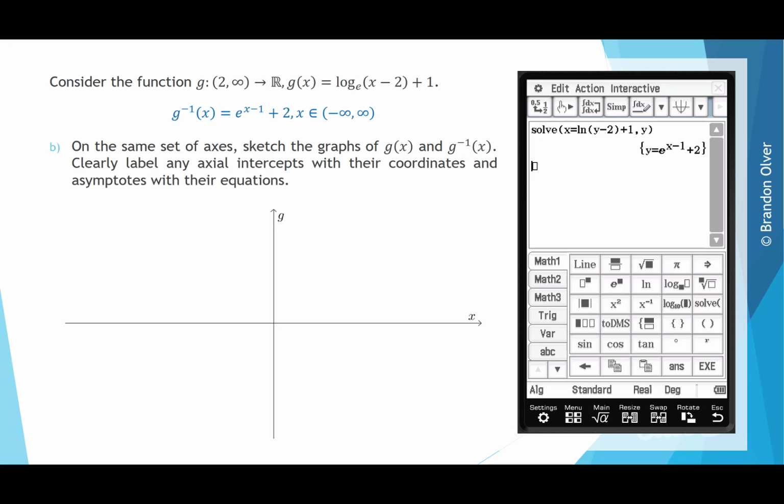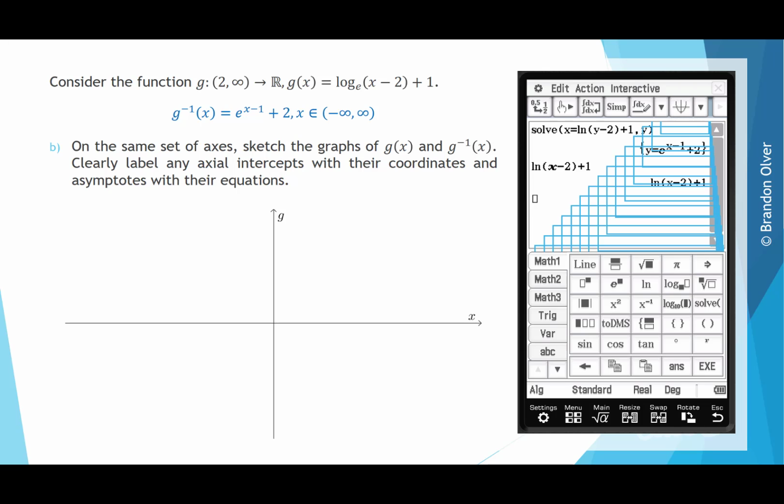For part B, on the same set of axes, we want to sketch the graph of g of x and g inverse of x, clearly labelling any axial intercepts with their coordinates and asymptotes with their equations. Next, we can also use the CAS calculator to help us graph the function g and its inverse. So we have its inverse, and we can also drag this line or this part of the line down and replace the y with an x, and that will be the original function.